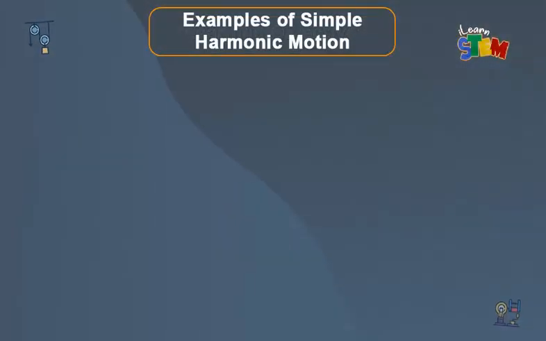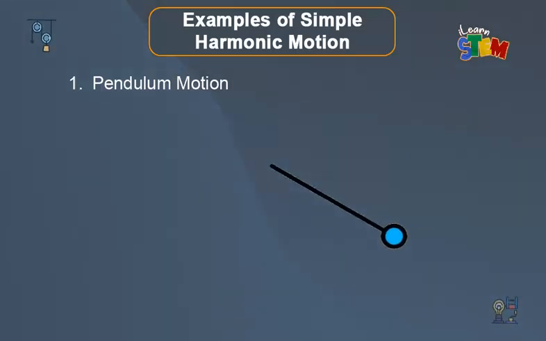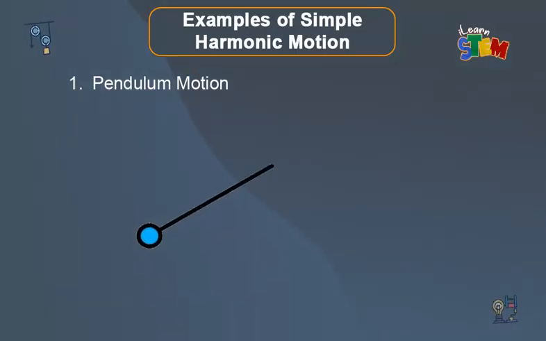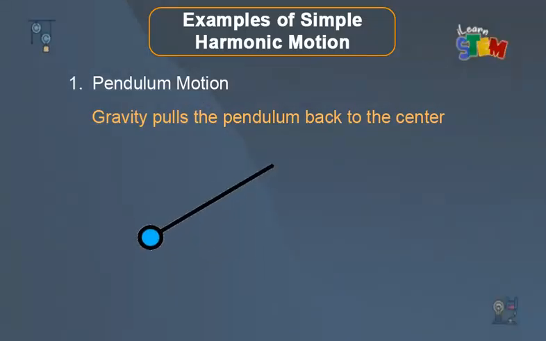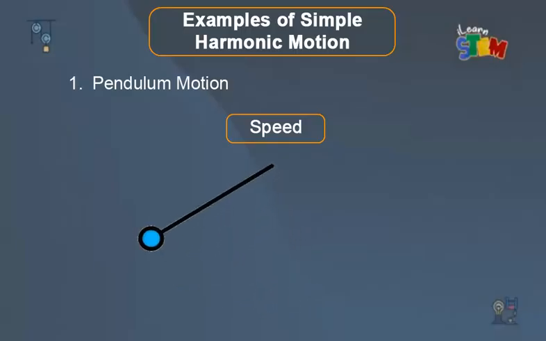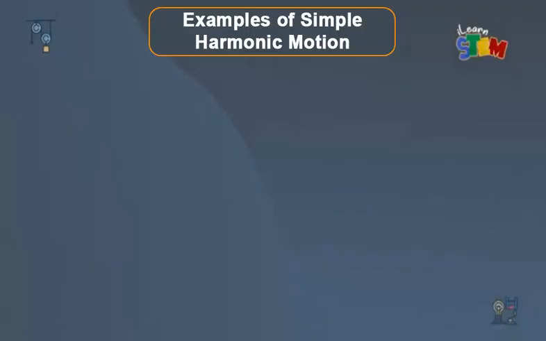Let's explore some examples of simple harmonic motions to see how motions work. 1. Pendulum motion. A simple pendulum swings back and forth around its equilibrium position. The restoring force is gravity, acting to pull the pendulum back to the center. Here, speed is maximum at the center, while acceleration is maximum at the extremes.